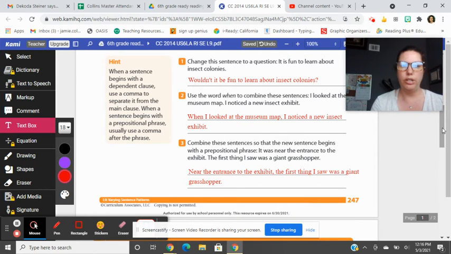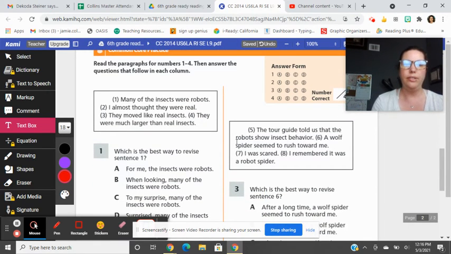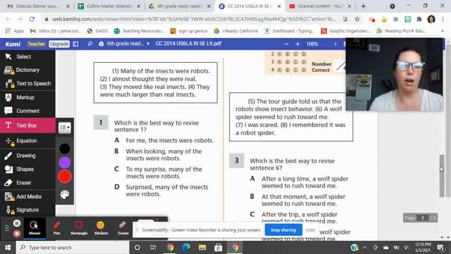Okay, so what you are going to do is you're going to do numbers 1 through 4, and you have sentences here, and they're all labeled 1, 2, 3, and 4, and you're going to revise that sentence. How can you make that sentence better? For instance, number 1, many of the insects were robots, and it's telling you what is the best way to revise sentence number 1. So A, for me, the insects were robots. B, when looking, many of the insects were robots. C, to my surprise, many of the insects were robots. D, surprised, many of the insects were robots.